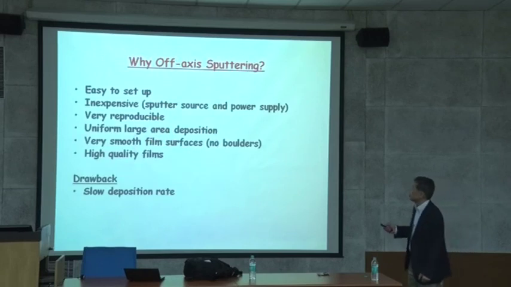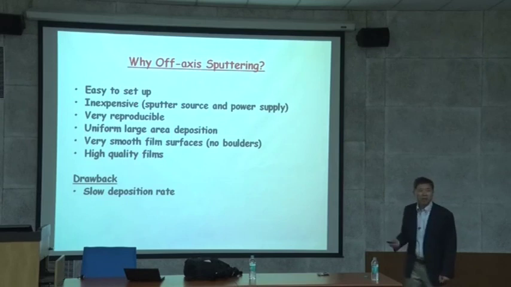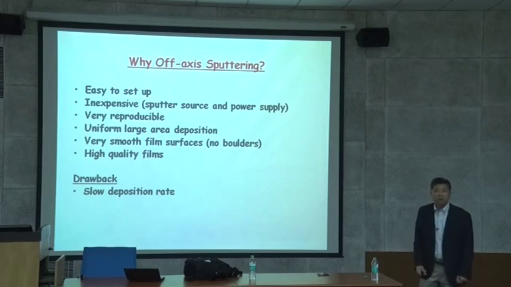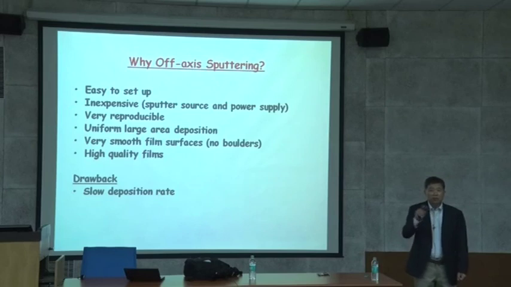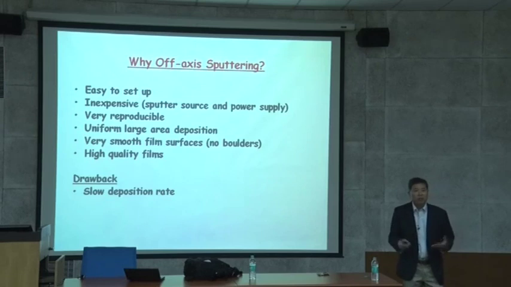So offset sputtering is very easy to set up and inexpensive. You basically need a sputter source and a power supply, and then the growth itself is very reproducible. Anybody can come in with a setup, and your films are very reproducible from run to run. Another easy point to consider is that the deposition is very uniform over a large area.